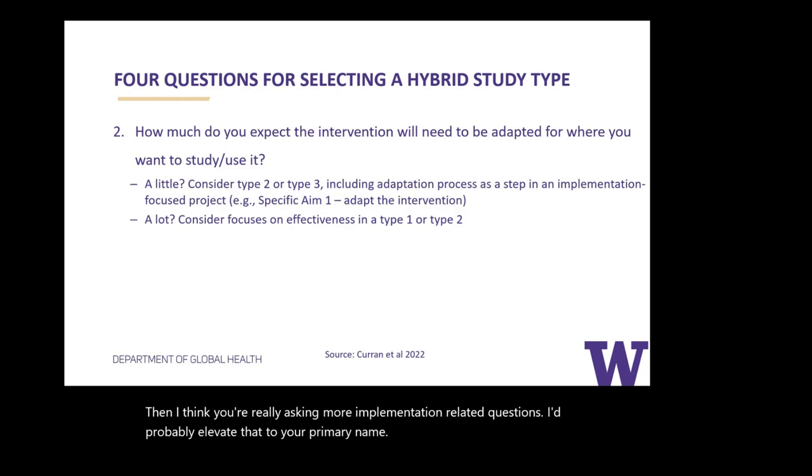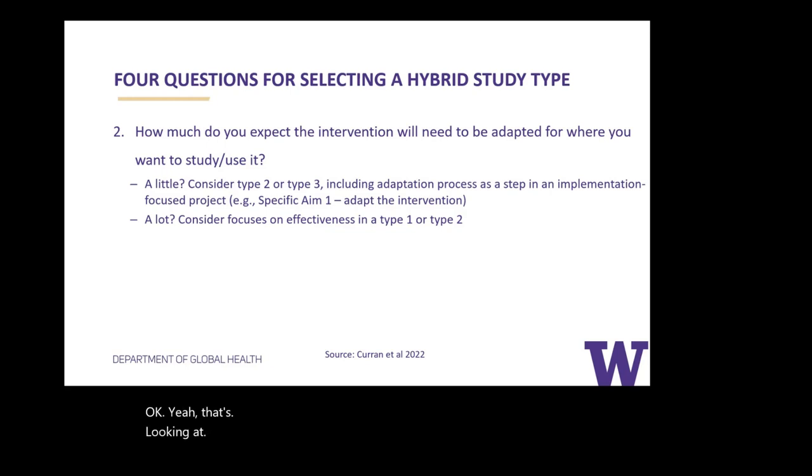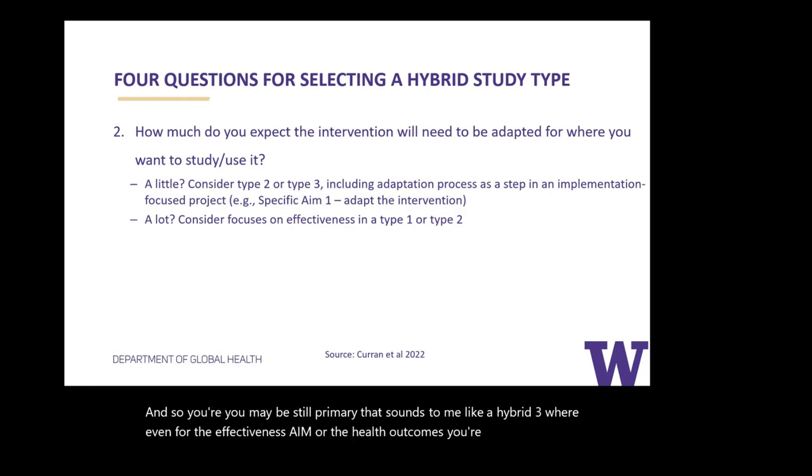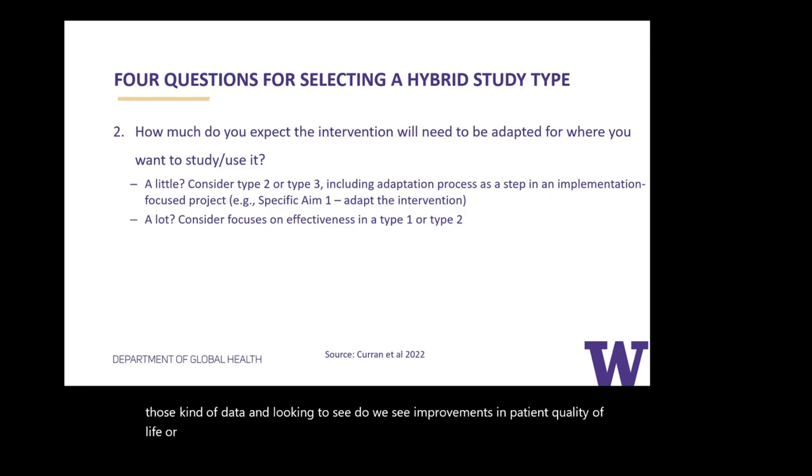Okay. Yeah, that's helpful. I think we're looking at the same setting with different providers, perhaps. Same focus on chronic pain, but people might have other conditions that we didn't treat. Yeah. And so implementation may still be primary. That sounds to me like a hybrid three. Even for the effectiveness aim or the health outcomes, you're going to be collecting those data and looking to see, do we see improvements in patient quality of life or pain scores? And do those numbers look comparable to what we've seen under more controlled conditions in our effectiveness trials?